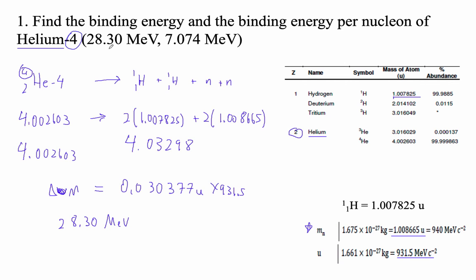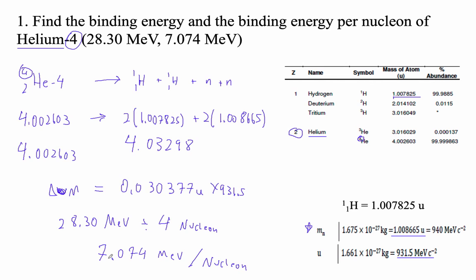Now, per nucleon, since there are 4 nucleons, we're going to divide by 4 nucleons. That's the mass number. So divide by 4, and we get 7.074, which really is MeV per nucleon. And really that's an objective comparison of the stability of the helium atom.